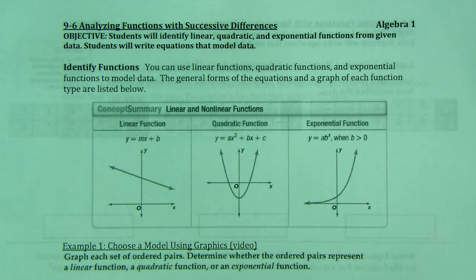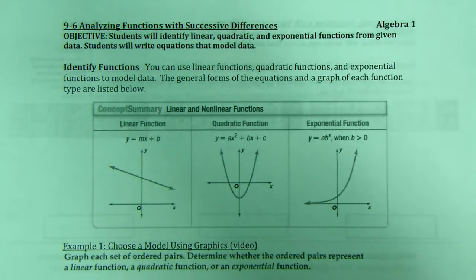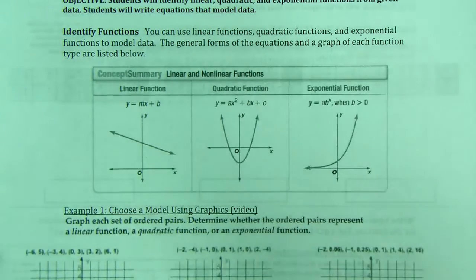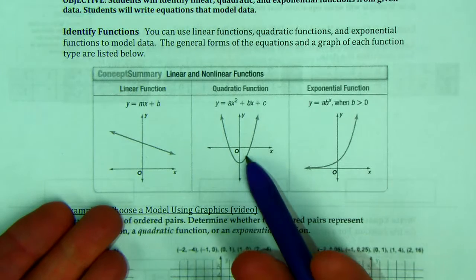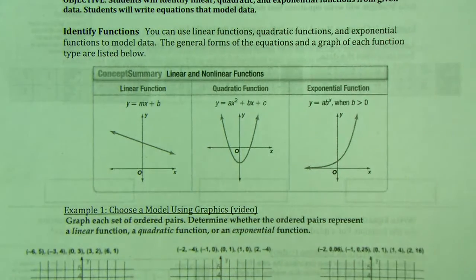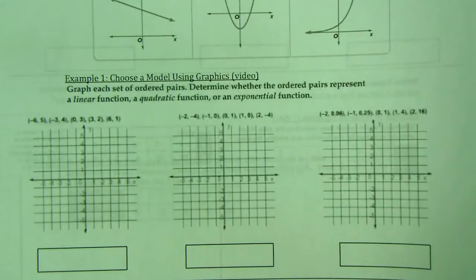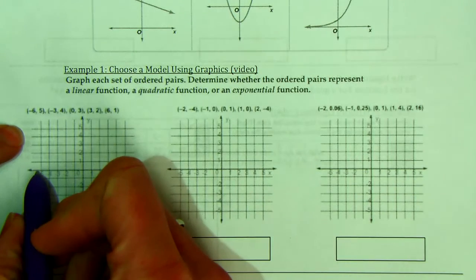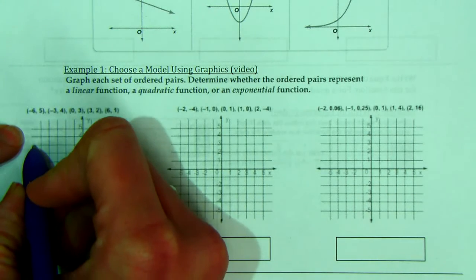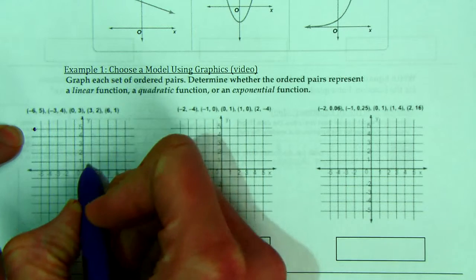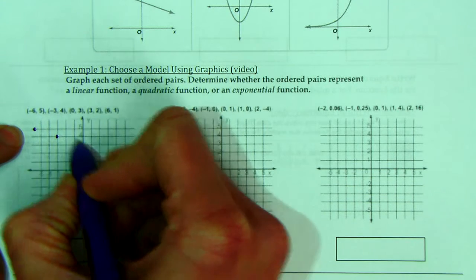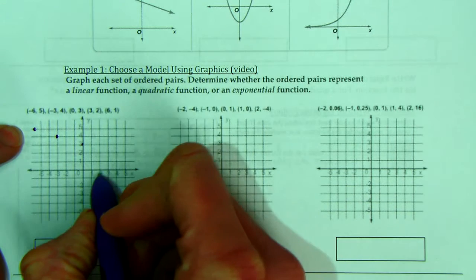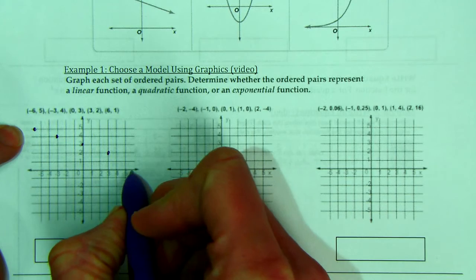Starting with, well, graphing is easy. Line, parabola, and a curve. So let's plot these and determine what they are. First, plotting the points: negative 6, 5, then 1, 2, 3, 4, 5, then negative 3, 4, then 0, 3, 3, 2, and 6, 1, and that makes a straight line right there, so it is linear.